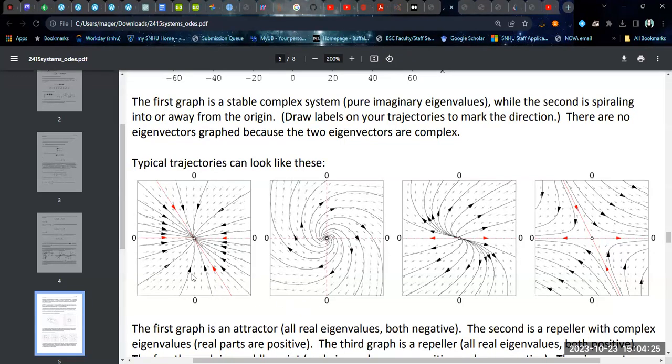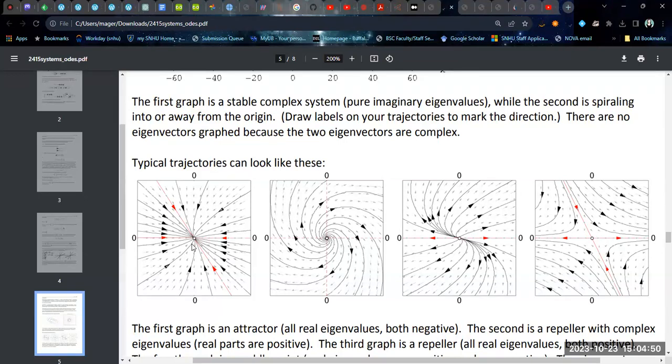Real-world problems will tend to curve a little bit, but they will tend to curve in the direction of the eigenvectors. And so the ones that are further away will curve a bit more. The ones that are closer to the eigenvectors will tend to just go straight away or straight in. And then, of course, the saddle trajectory that we saw in the previous video.